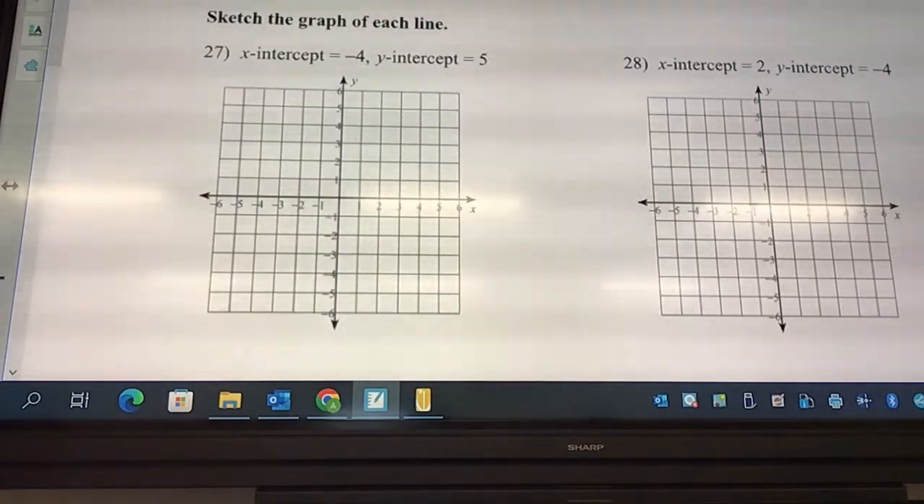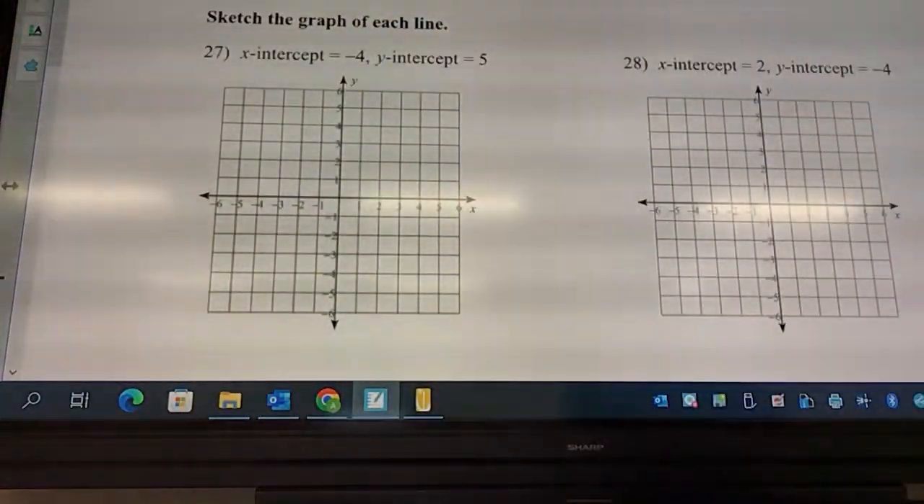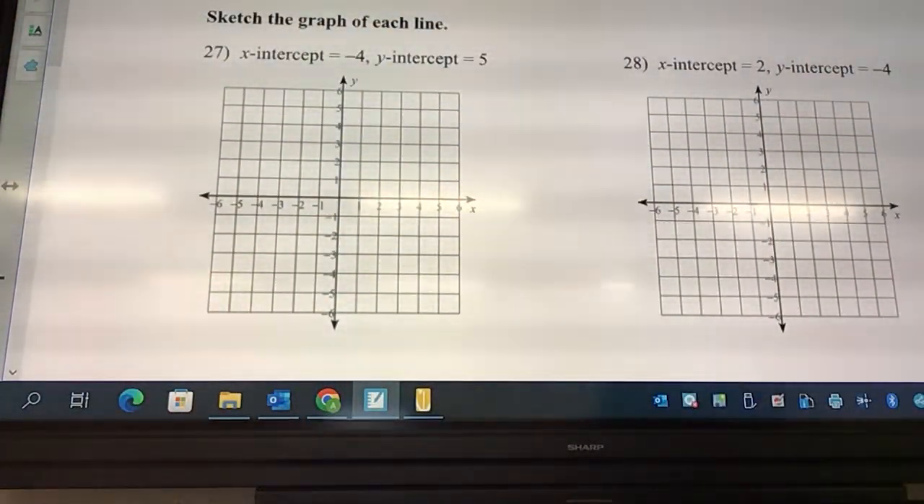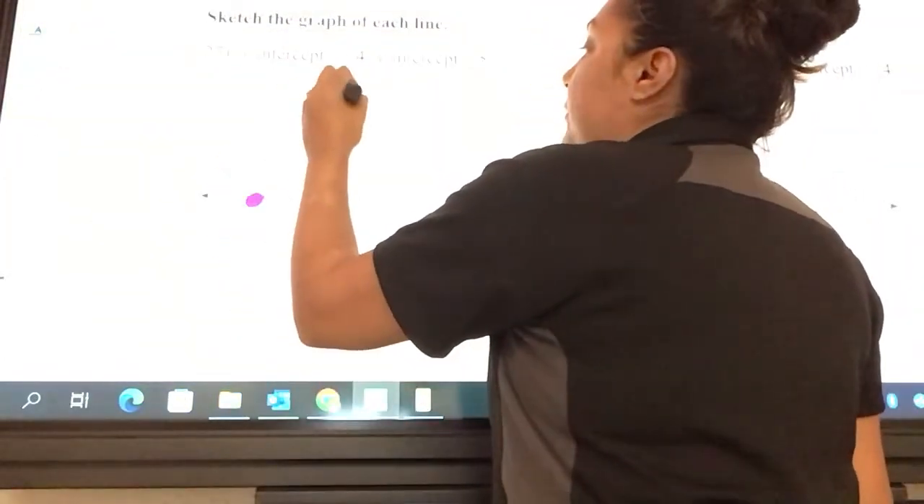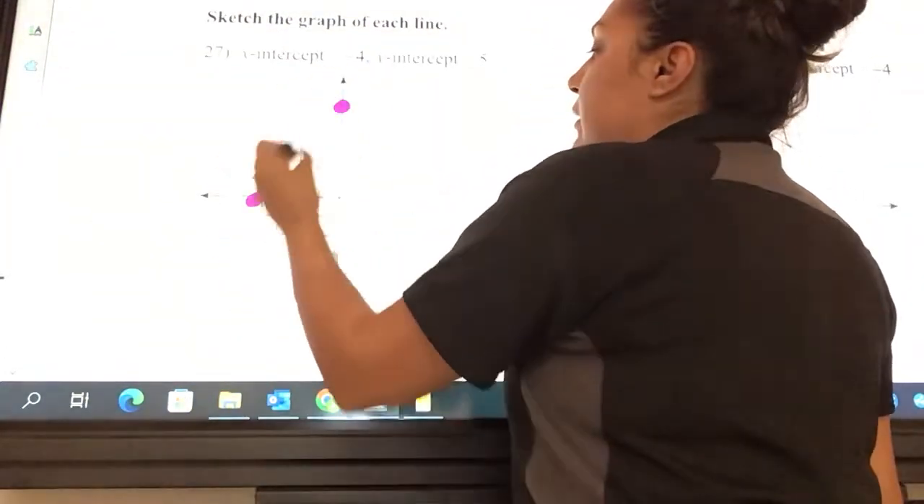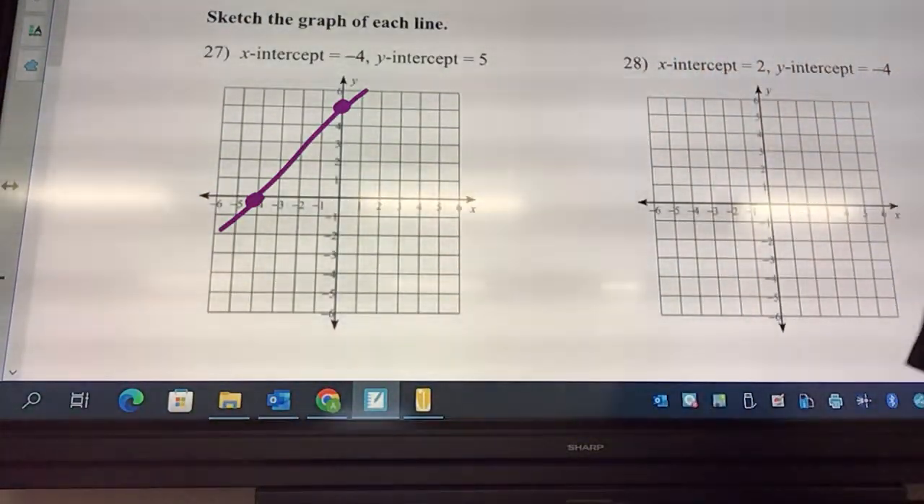Okay, 27. Sketch the graph of the line. Our x-intercept is at negative 4. Is the x line the up and down or the across? It's the across one. And then our y is at 5. A bunch of you keep doing this, or like this. This is not okay. You have to have the arrows.